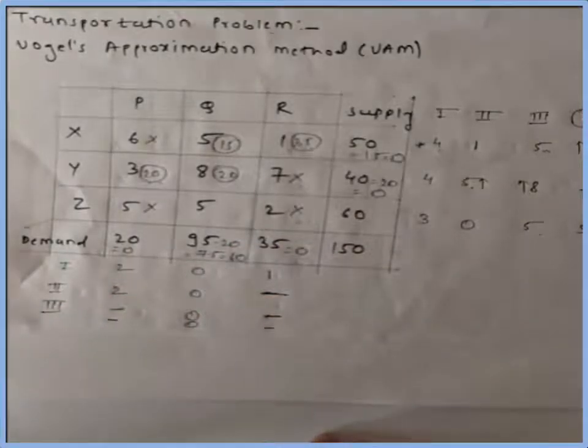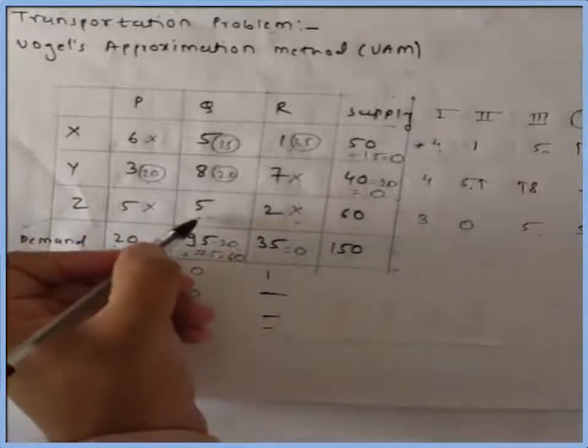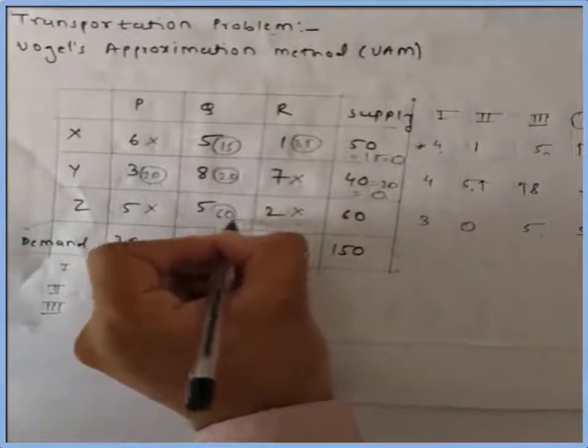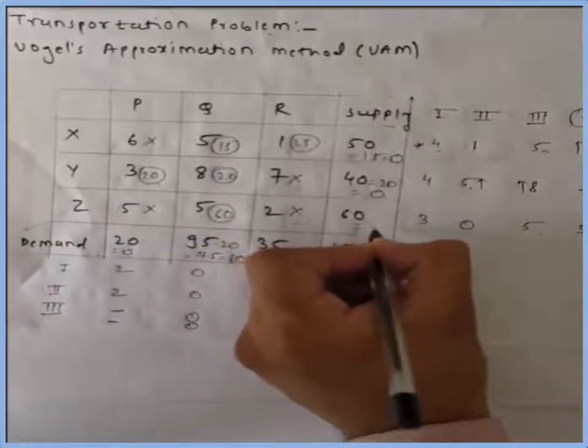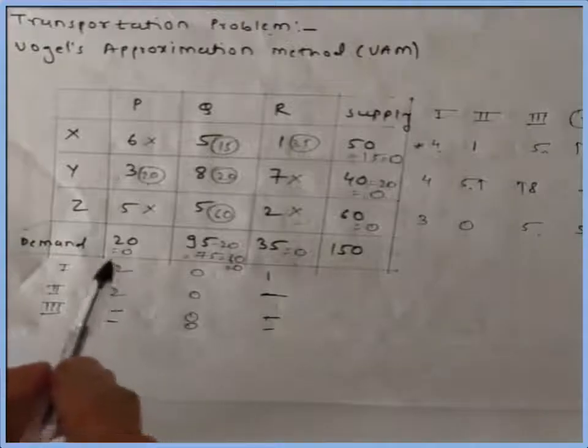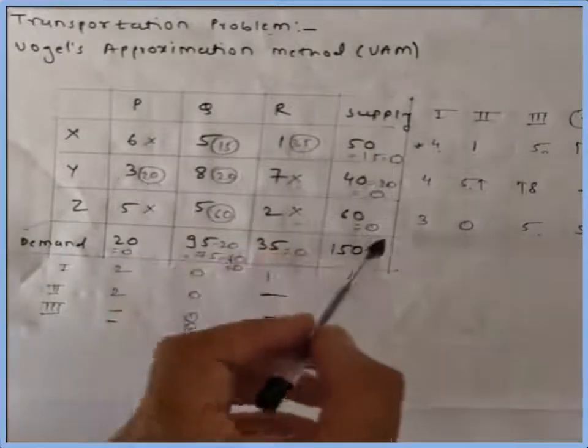Now only one cell is remain. This cell, the supply is 16 and demand is 16. Therefore we will complete our allocation by allocating the 16. As a result of that, supply is equal to 0 and this supply is equal to 0. Now all the demands are 0 and all the supplies are 0.